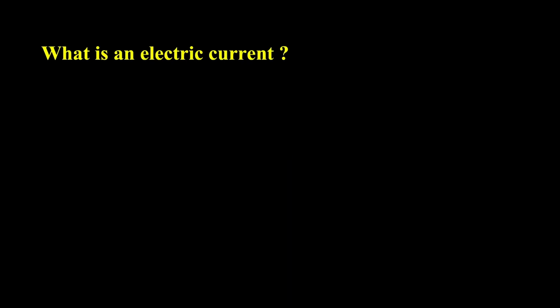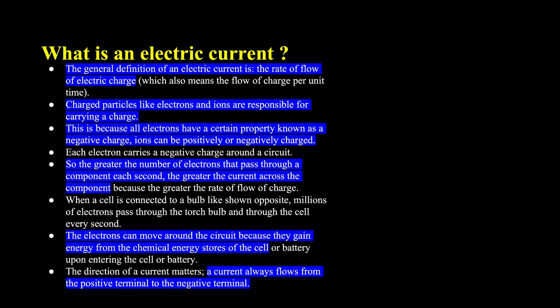Now let's look at current and charge. So what is an electric current? The general definition of an electric current is the rate of flow of electric charge, which also means the flow of charge per unit time. Per unit time and rate mean the same thing.